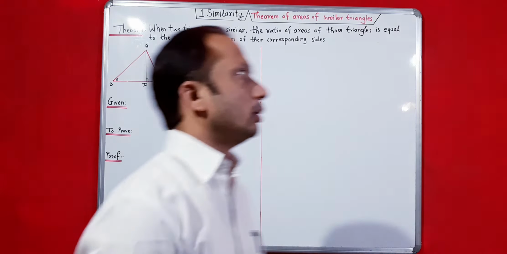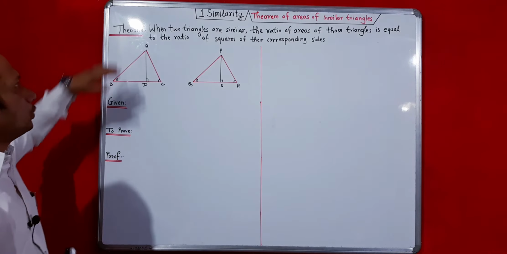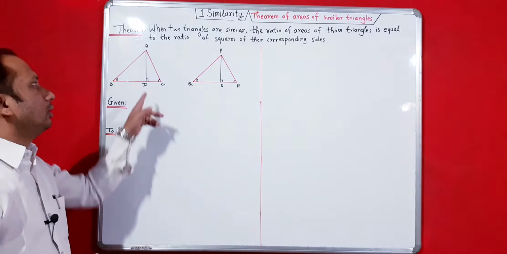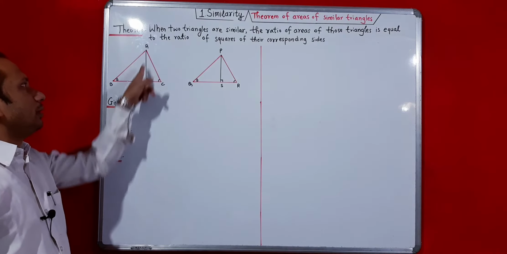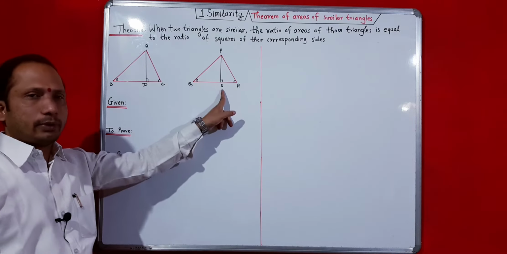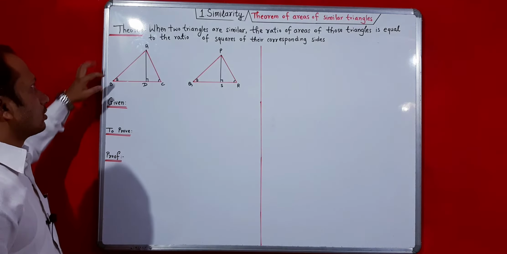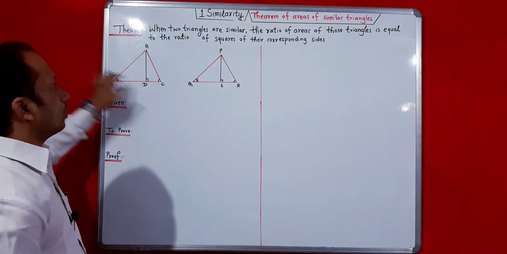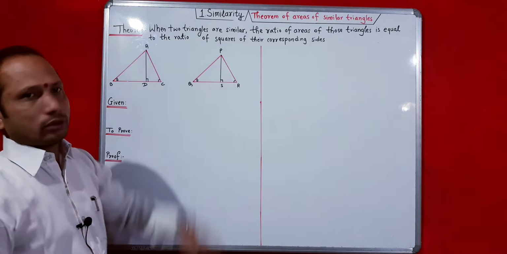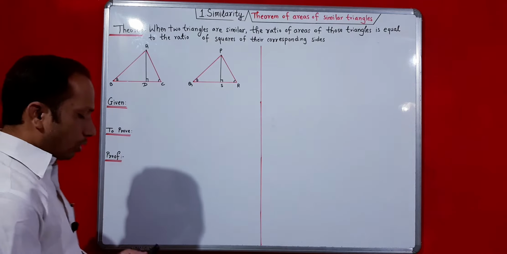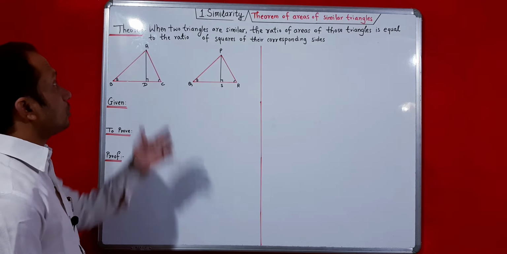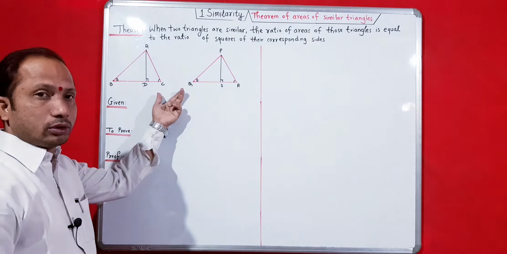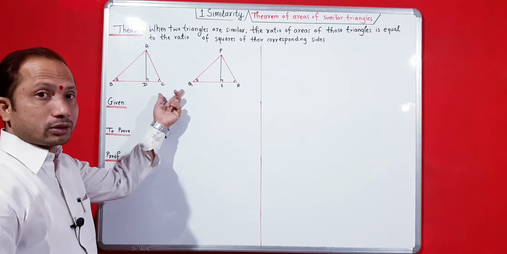So let's start. First I have drawn two diagrams, ABC and PQR; you can take any names. AD is perpendicular to BC, and PS is perpendicular to QR. You know that if two triangles are similar, their corresponding angles are congruent, so angle B is congruent to angle Q, and angle C is congruent to angle R. Now we have to prove that the ratio of areas of these two similar triangles is proportional to the square of their corresponding sides.